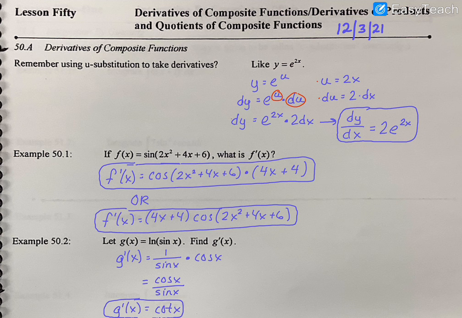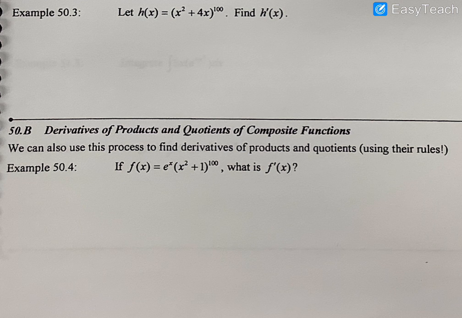Okay. Hopefully, I feel like this should be very similar to what we've done. So hopefully you're following along, okay? Moving along to my next page where I have example 3. Example 3. H of x equals x squared plus 4x raised to the 100th power. Find h prime of x. Now, what you need to recognize on this one, and hopefully you see it, but maybe you don't, is what our basic function is here.